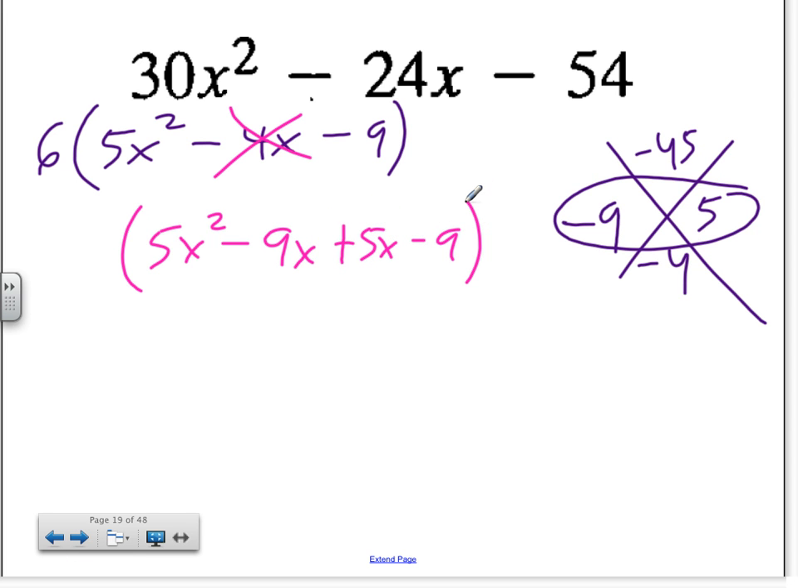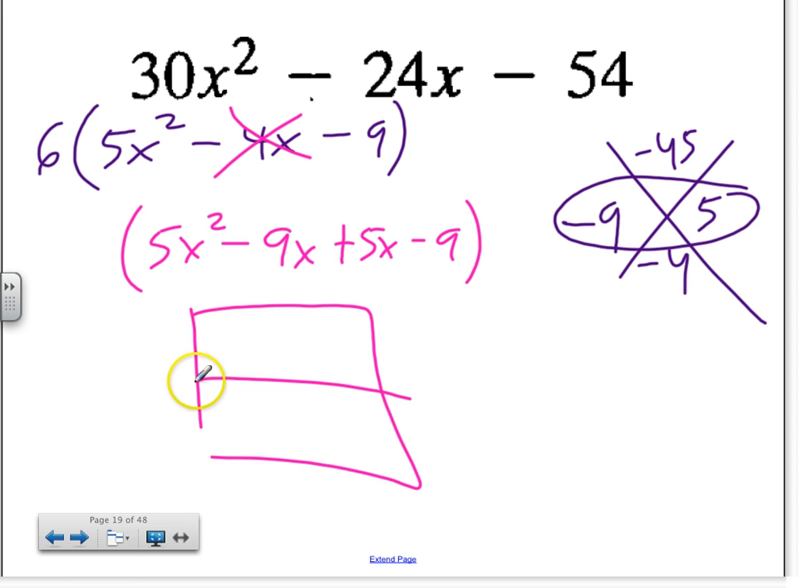See? 4 terms. What do I do with 4 terms? Make a box. See? Once you get to that point, you know what to do with the rest. So I'm going to set up a box for this thing. Here's the box. 5x squared minus 9x plus 5x minus 9. What can I take out?